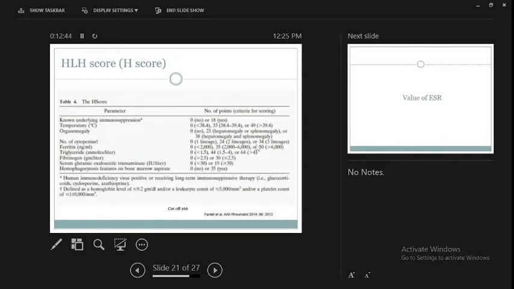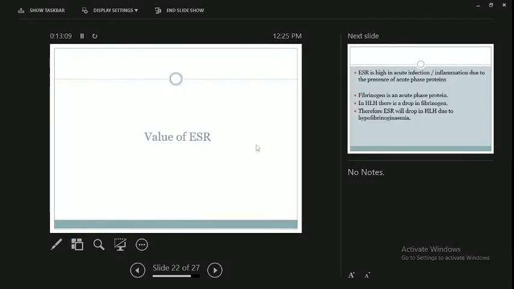So this is used by certain centers, and there are softwares available online. You can put all your values, triglyceride, ferritin, blood counts, everything. You can put the values into the software, and the software will give you the score. Right? So this is all about HLH criteria. Then a word about ESR.